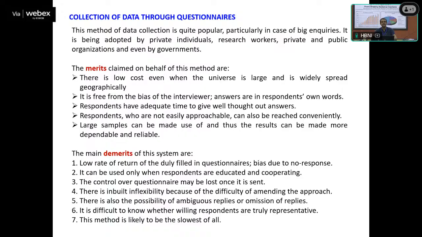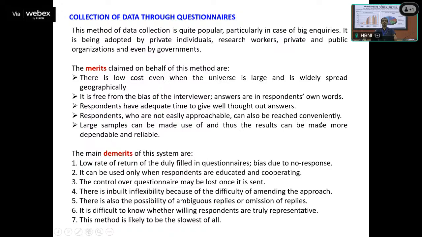So first is economy, second is freedom from bias. Respondents have adequate time to give well thought out answers. Through questionnaires, the respondents answer in their own words and their own thought process, and they have enough time to give well thought out answers. If you collect from a lot of respondents, you can get a very good comparison and a very big collection of primary data. Respondents who are not easily approachable can also be reached conveniently.